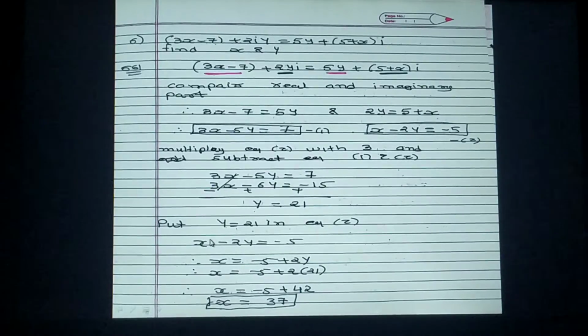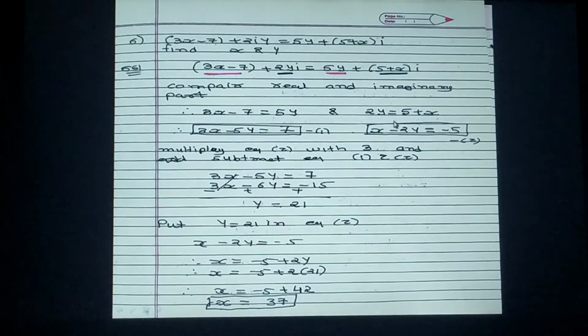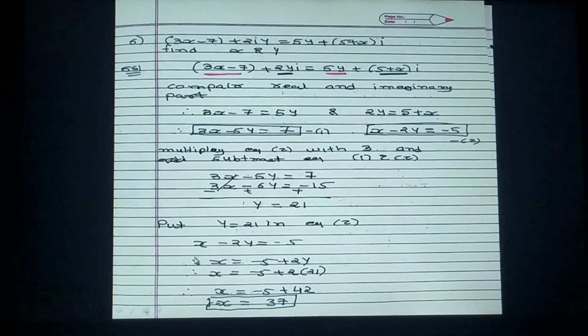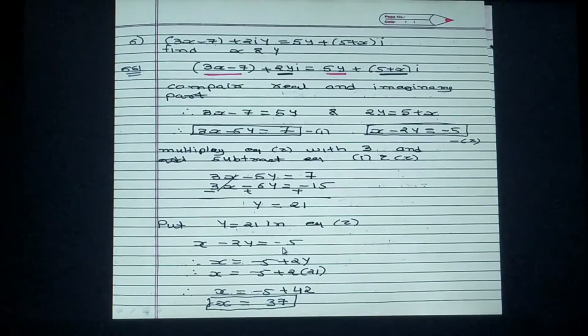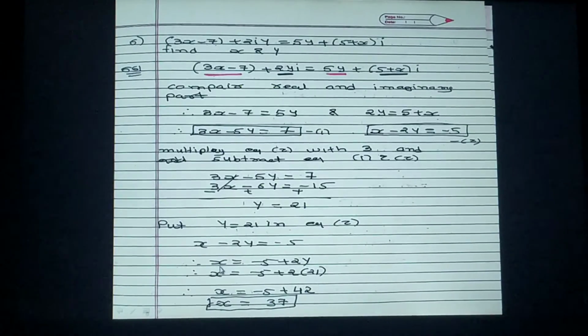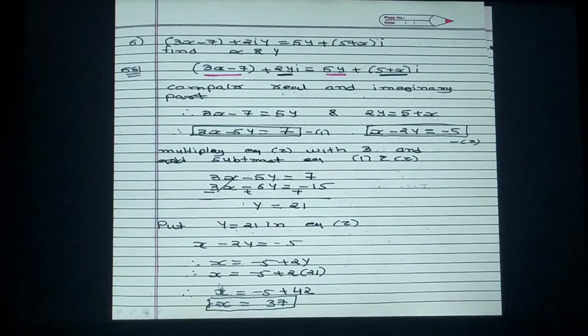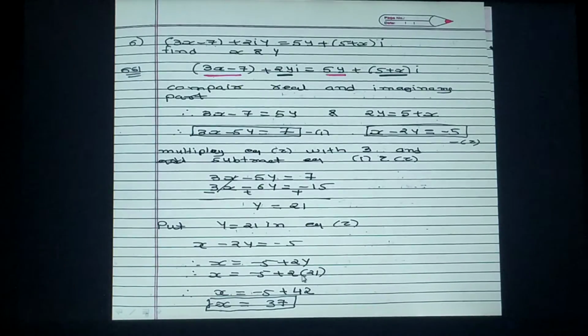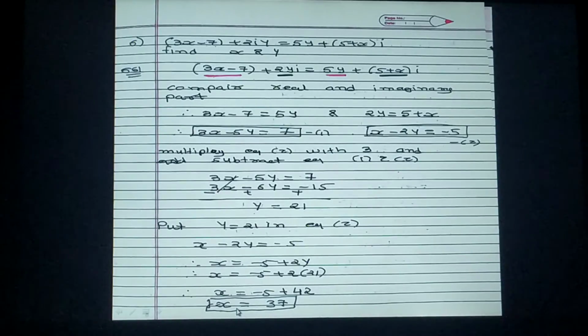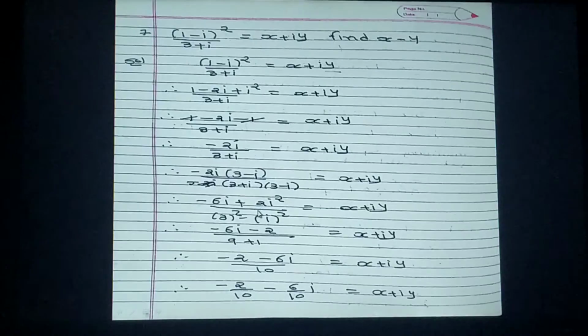Put y is equal to 21 in equation number 2. So x minus 2y is equal to minus 5. Now we can write x is equal to minus 5 plus 2y. So x is equal to minus 5 plus 2, y is 21. So x is equal to minus 5 plus 21 into 2 is 42. 42 minus 5 is 37. So we have x and y.